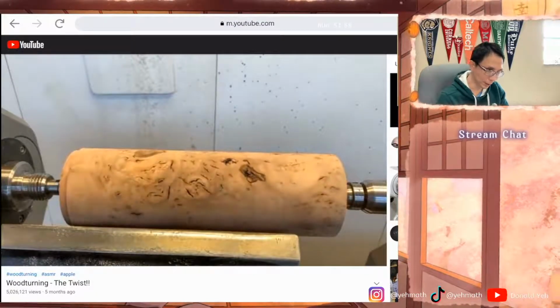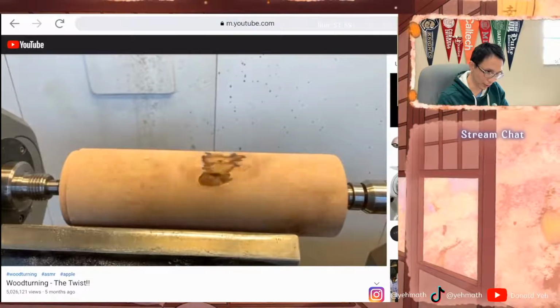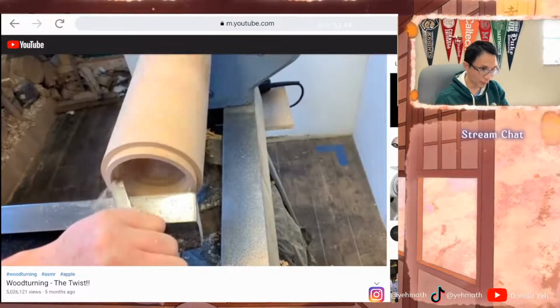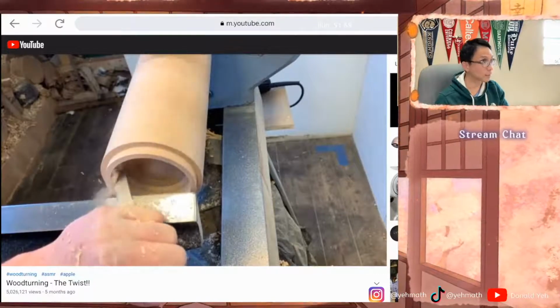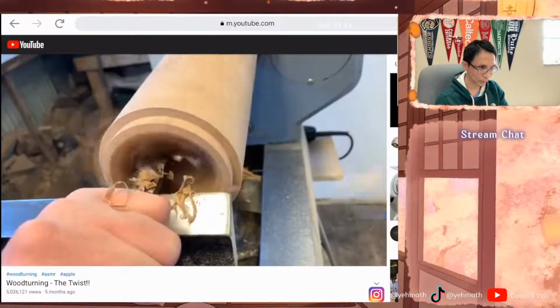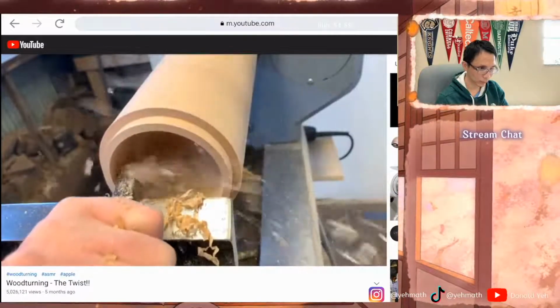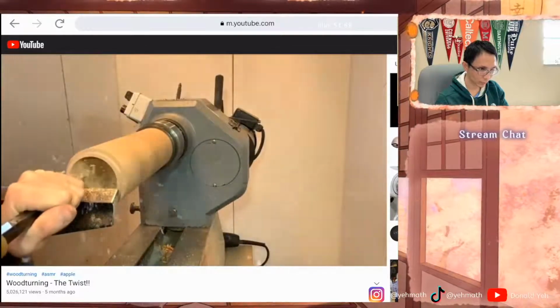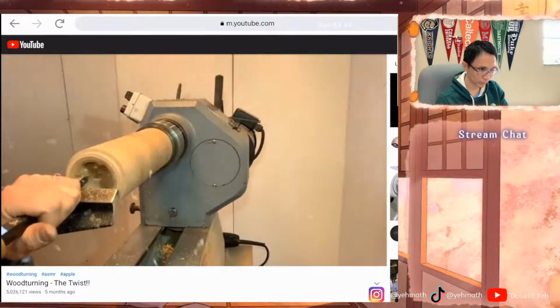But the thing about it is I'm gonna show you in a second. See if we can go a little bit faster. See, now he's carving the inside. He was really drilling deep.